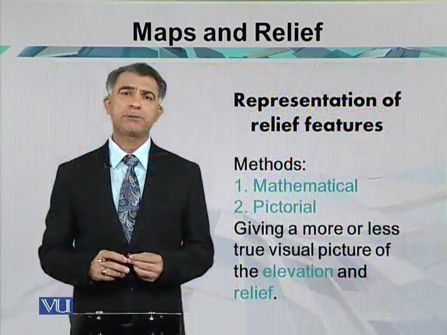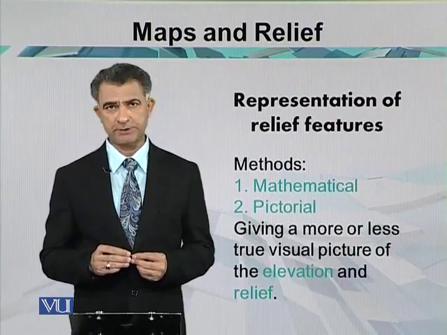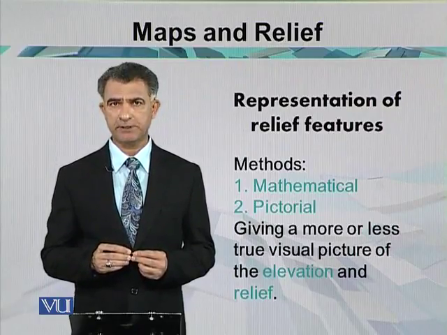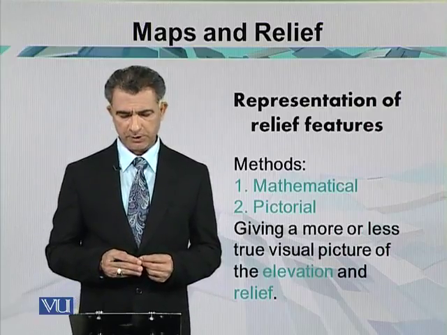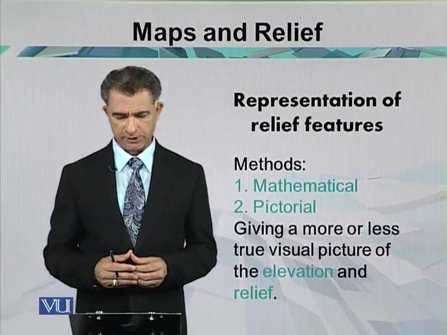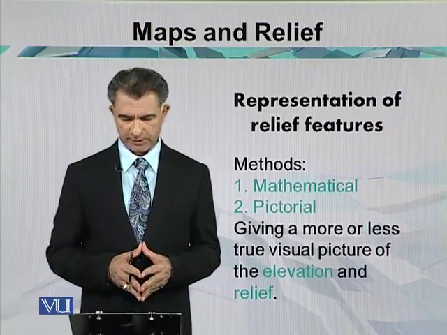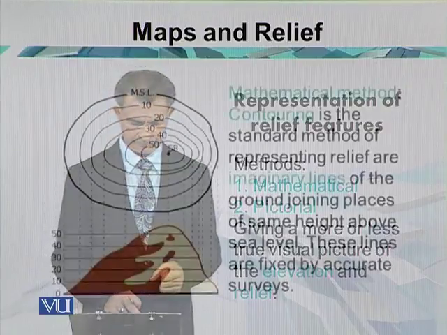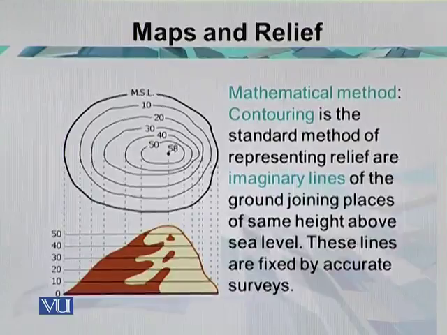Now, when we are representing the relief feature over the map, there are two methods. The first method is called the mathematical method, and the second method is called the pictorial method. When we are giving a more or less true visual picture of the elevation and relief, we are using these two methods. In the mathematical method, the contours are very important.